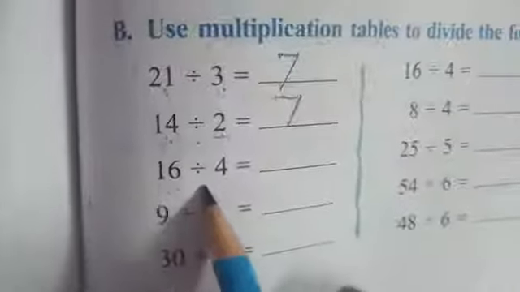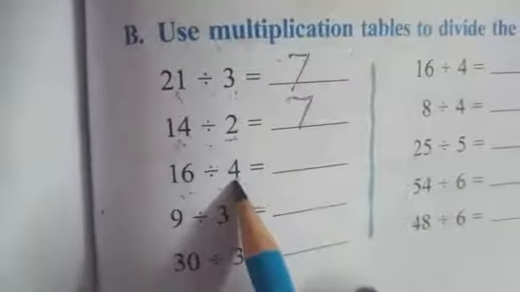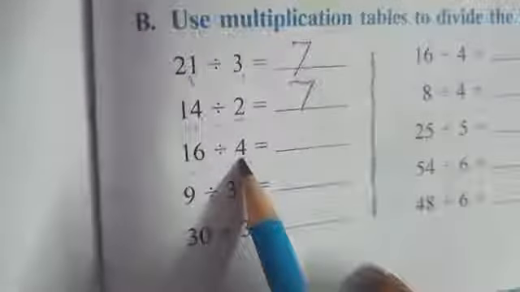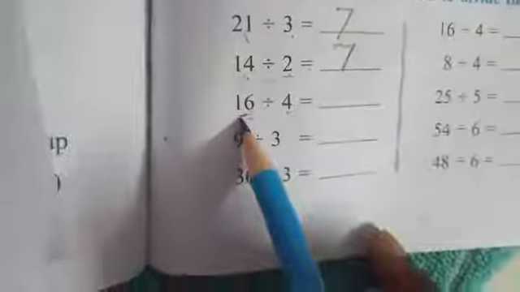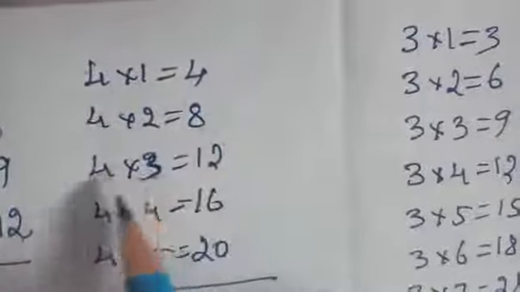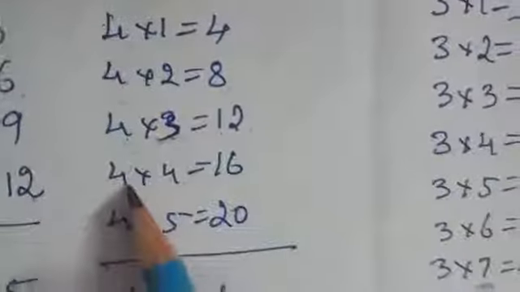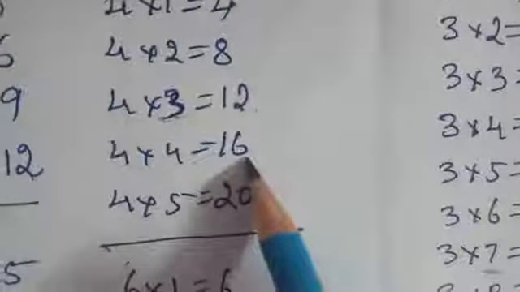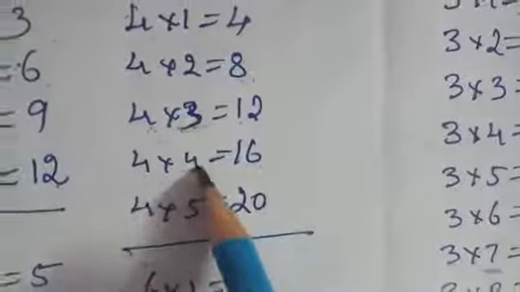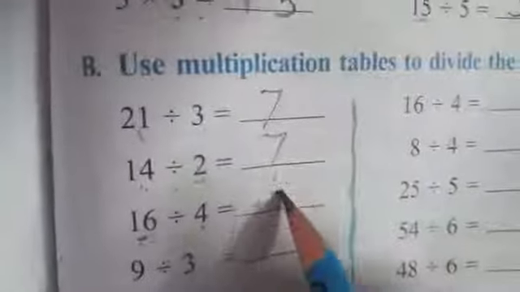Next, 16 divided by 4. What tables do we have to use? The fourth table. In the fourth table, which place does the 16 come? Shall we see the fourth table? 4 ones are 4, 4 twos are 8, 4 threes are 12, 4 fours are 16. Which place comes? Fourth place.